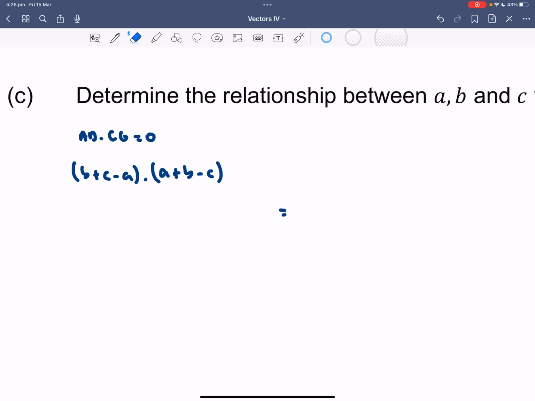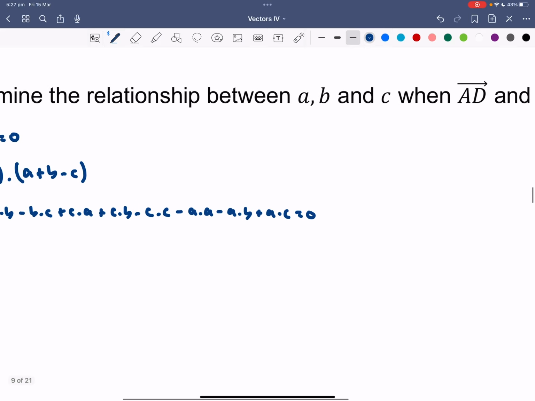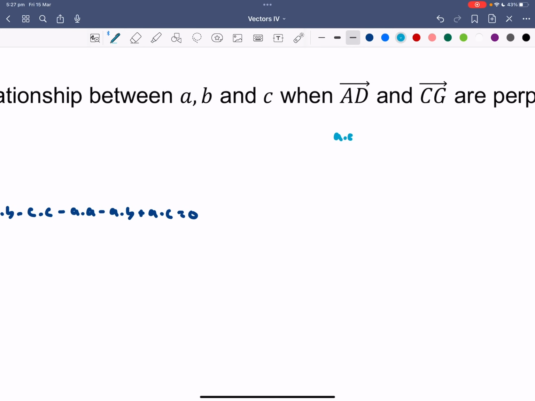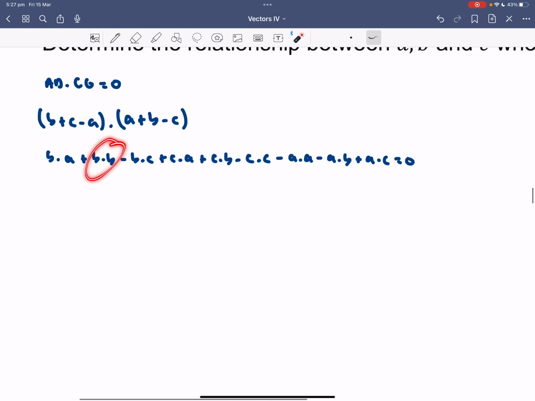Alrighty, and now let's just do the dot product. So that's B dot A plus B dot B, take B dot C, plus C dot A plus C dot B, take C dot C, take A dot A, take A dot B, and plus A dot C is 0. Now don't forget stuff we learned in year 11. We learned that A dot A is just the magnitude of A squared. So in this case, we have B dot B, C dot C, and A dot A.